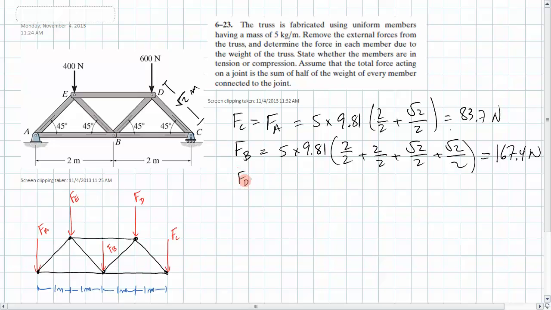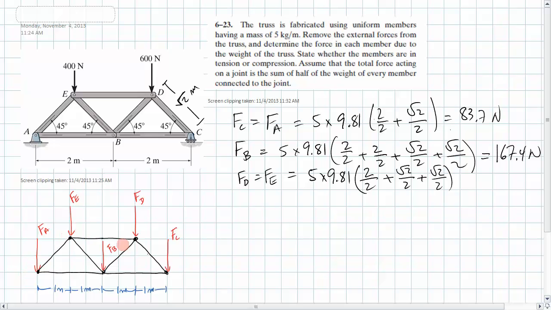Now we have this and this and this, so we need to find one of these. So FD is equal to FE, which is equal to 5 times 9.81. And then I get 2 over 2 plus square root of 2 over 2 plus square root of 2 over 2. Okay, so these are the loads that we are going to have.